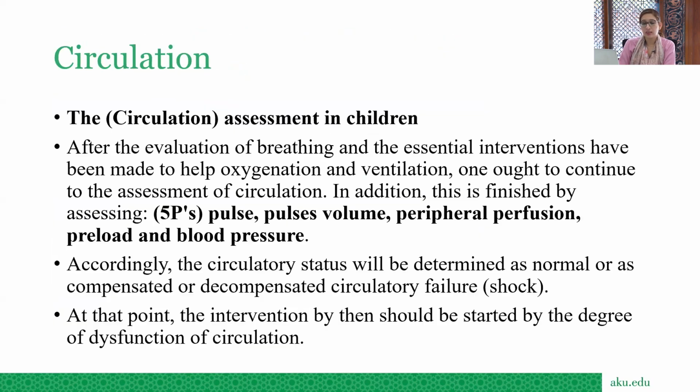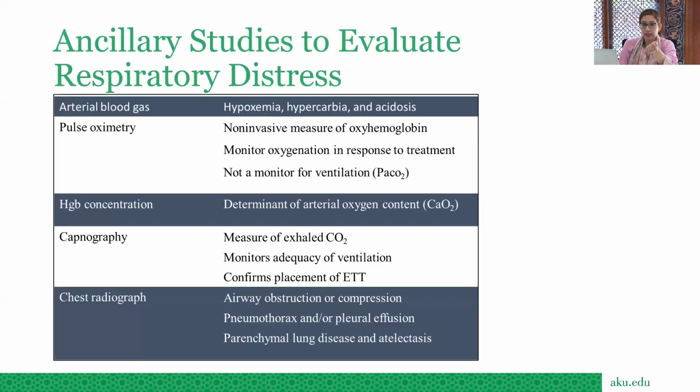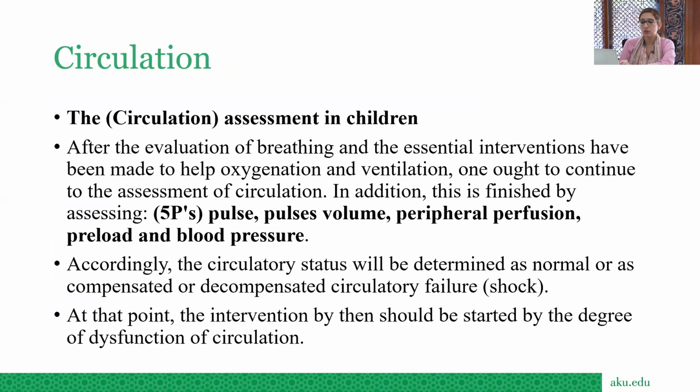So, circulation assessment in children. After you've looked at the breathing, you've looked at the accessory muscle usage, and we looked at the ancillary testing to evaluate respiratory distress, we next move on to assessment of circulation. And this would be based on 5 Ps. Very important for all of those who are taking this session: whenever you're looking at circulation, always remember these 5 Ps, which include pulse.